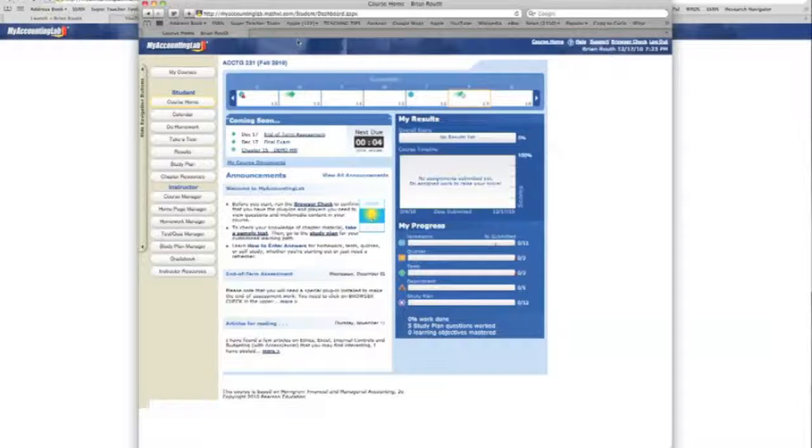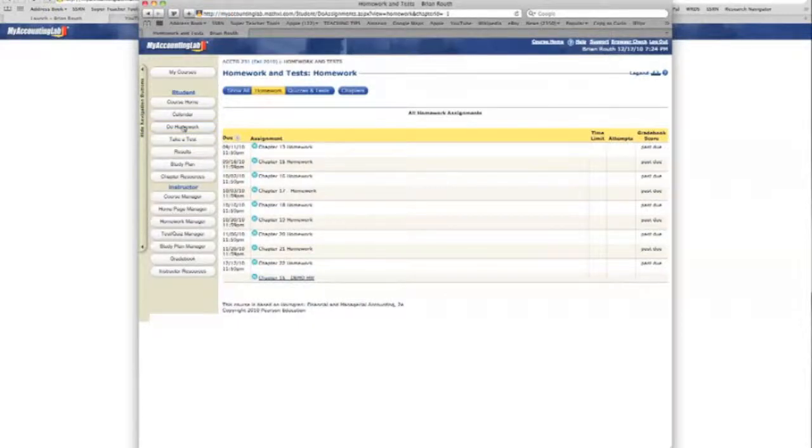Series of navigating MyAccountingLab, and in this part we're going to be specifically looking at completing a homework assignment. So once you're in your home screen of MyAccountingLab, you will go to the Do Homework tab, and you will see all of the homework assignments that are currently available for you to work on and the ones that are past due. The ones that are past due, you will note, do not have a link. You can't click on them and go anywhere. However, the ones that are available for you to currently work on look like an internet link that you can actually click on and go to the assignment.